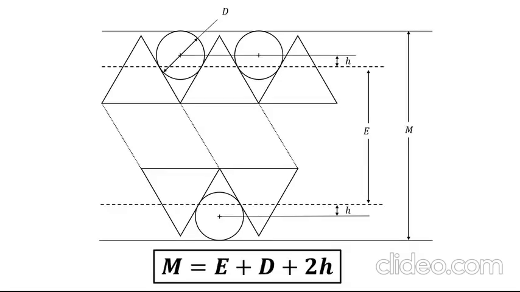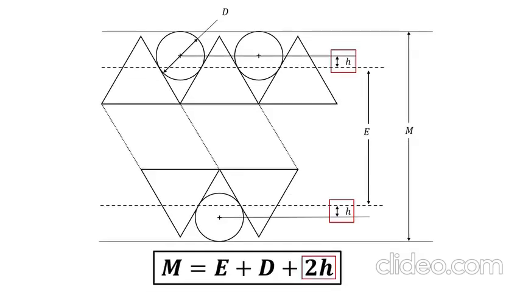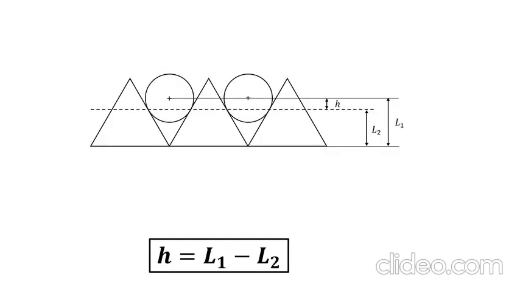This measurement is equal to the pitch diameter plus the wire diameter plus twice the small space between the pitch diameter and the center of the wires. The size of this small space can be found by subtracting the distance between the trough of the teeth and the center of the wire and the distance from the trough to the pitch diameter.